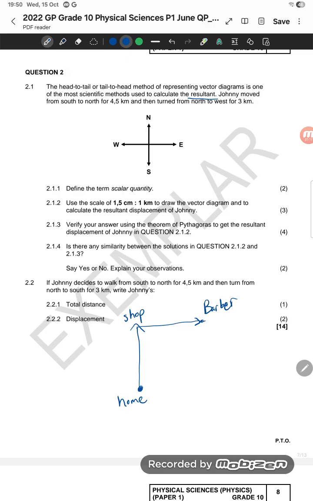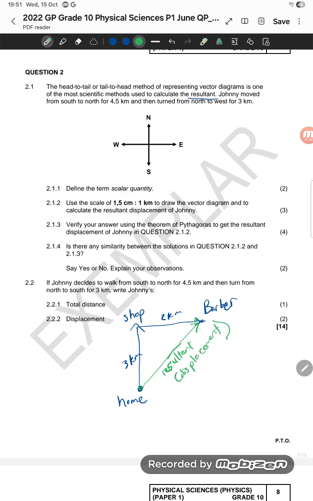My distance will be, if this is 3 kilometers and this is 2 kilometers, my distance traveled will be 5 kilometers. But remember, if I want my displacement, I'm taking from there to there. And this will be my resultant, which will be my displacement. How much was I displaced from the beginning to the end? Displacement. Okay. Head to tail or tail to head.